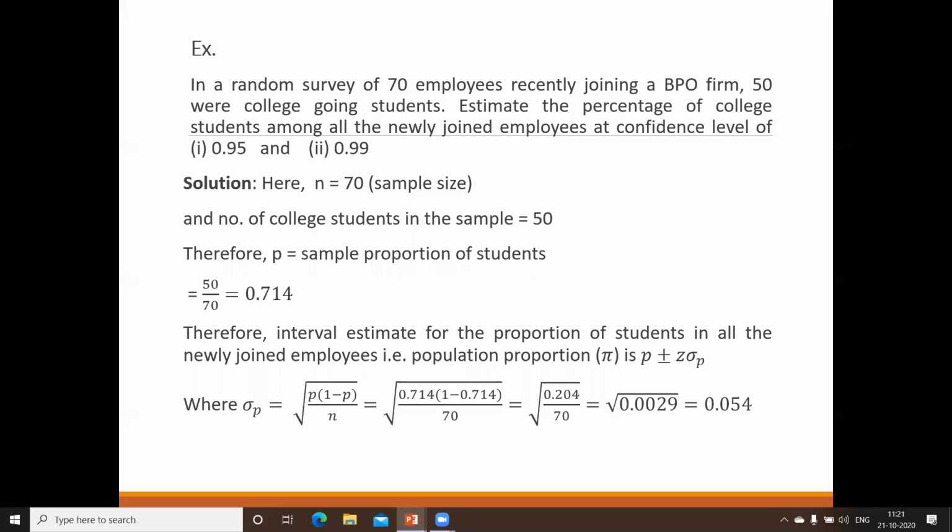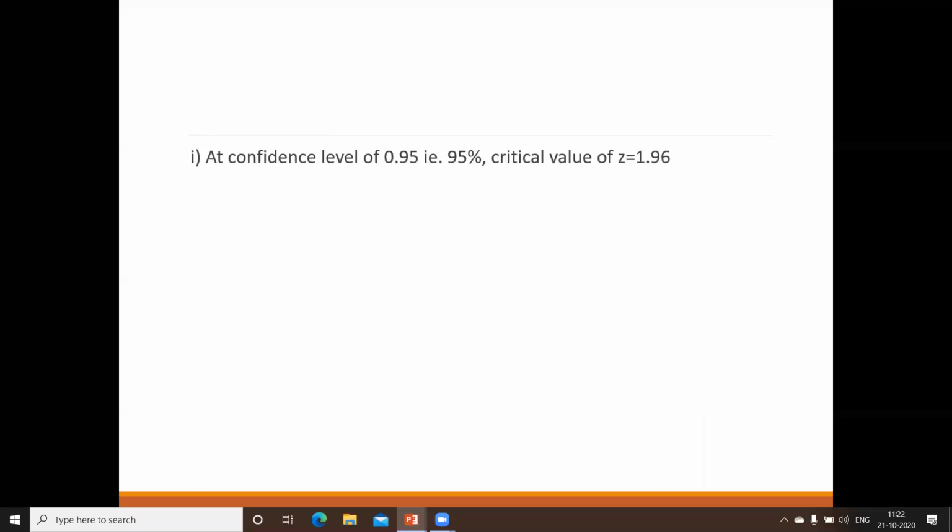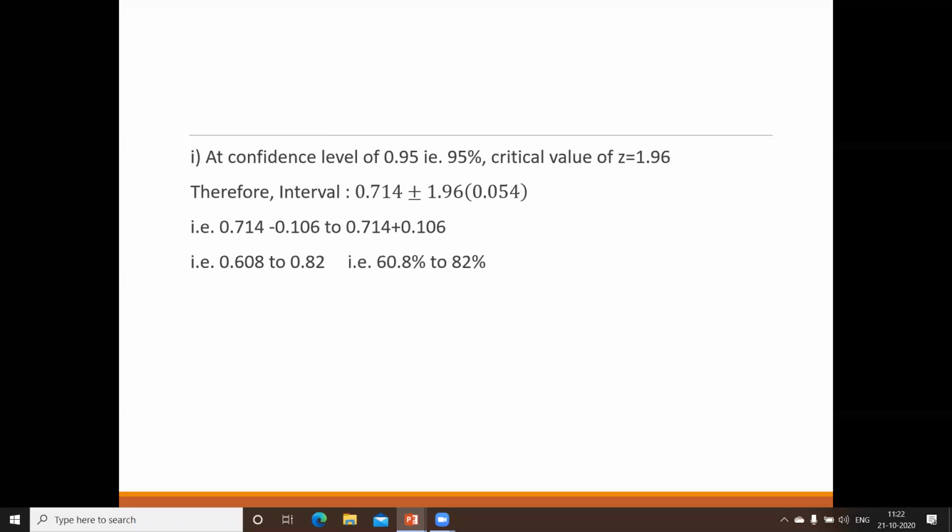Now using these two values, the value of P and the value of sigma P, at a confidence level of 0.95 or at 95%, where the critical value of Z is 1.96, we can find the answer for the first one. So using Z as 1.96, I can easily do the calculation and this will be my answer.